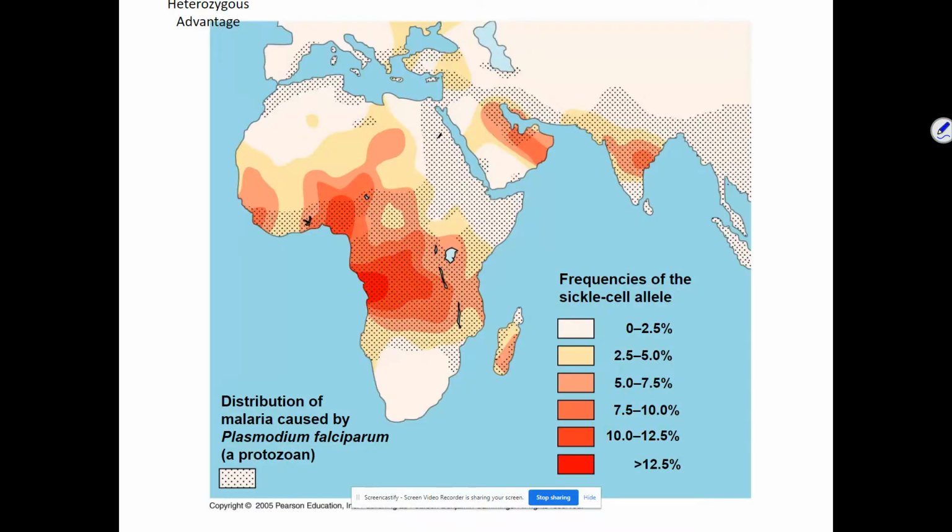stabilizing selection. So a little bit about this idea of heterozygous advantage. We've talked about this before, and this is where the heterozygous condition is particularly selected for, as opposed to the homozygous dominant or the homozygous recessive condition.